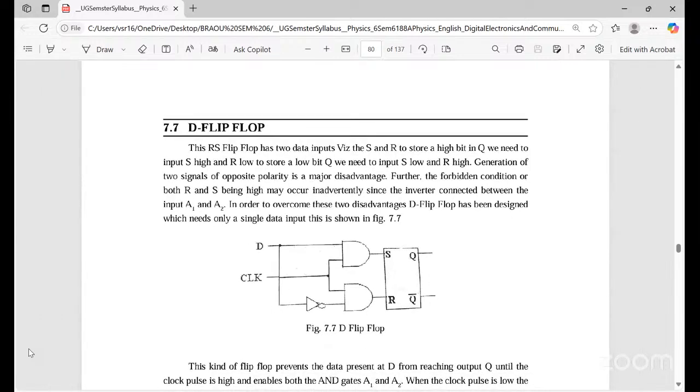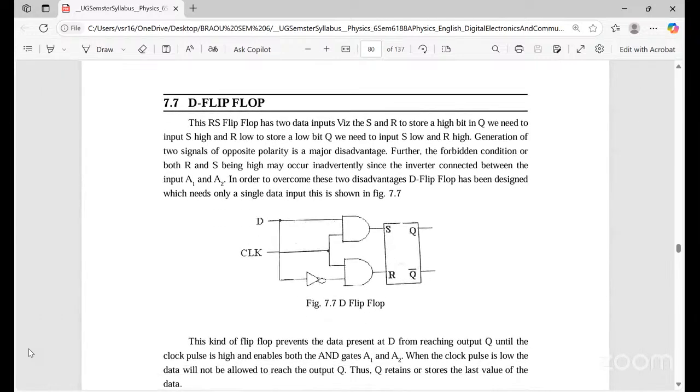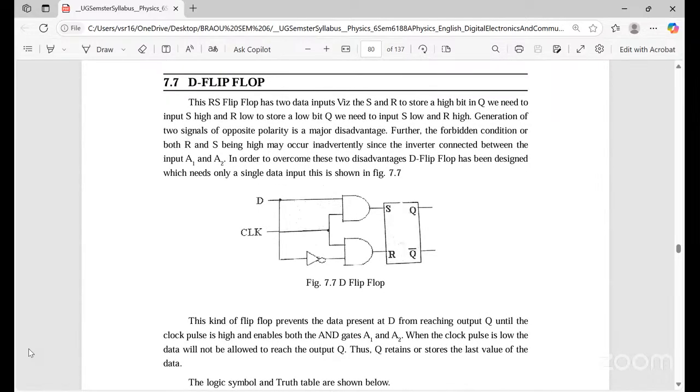The other one is the D flip-flop. This is also another important question. D flip-flop. This we will discuss in tomorrow's class. Better to recall what we have discussed today. And also, I will share you.